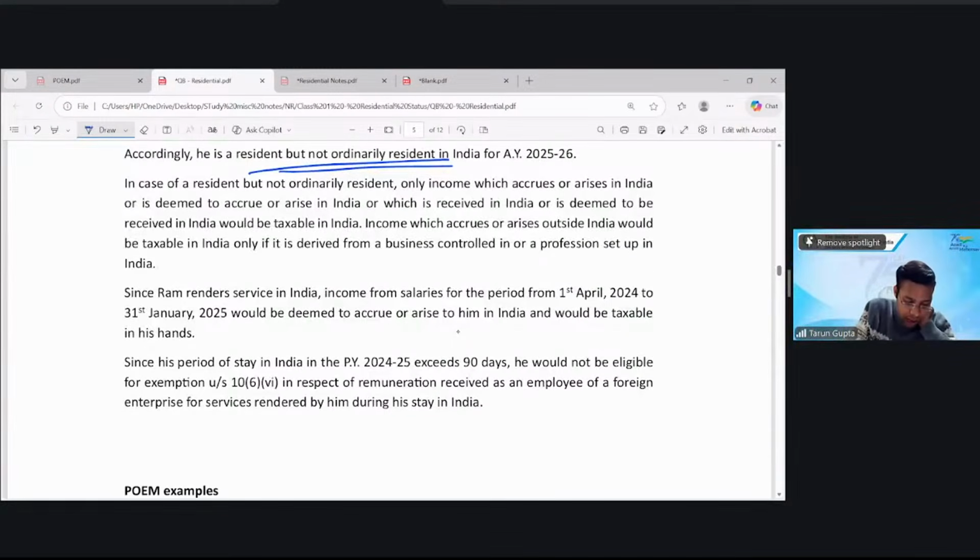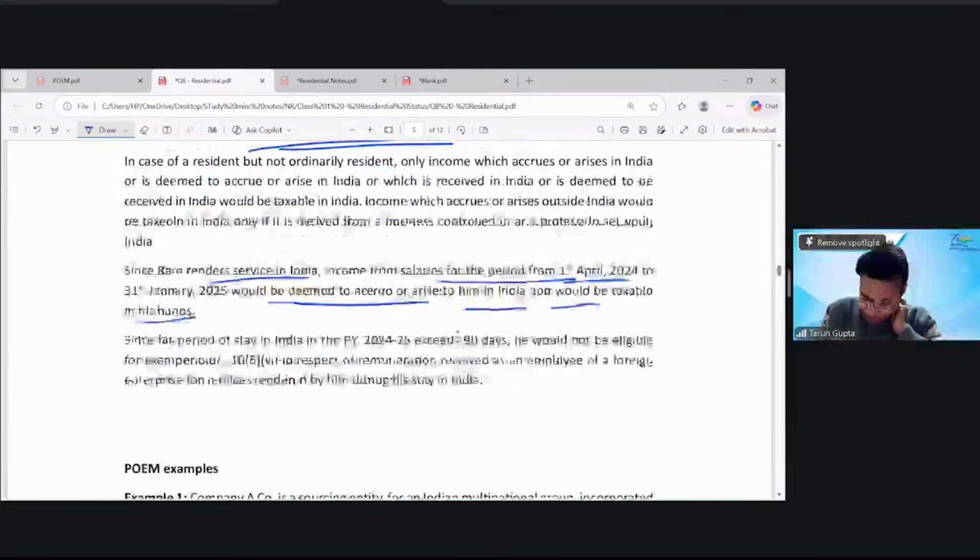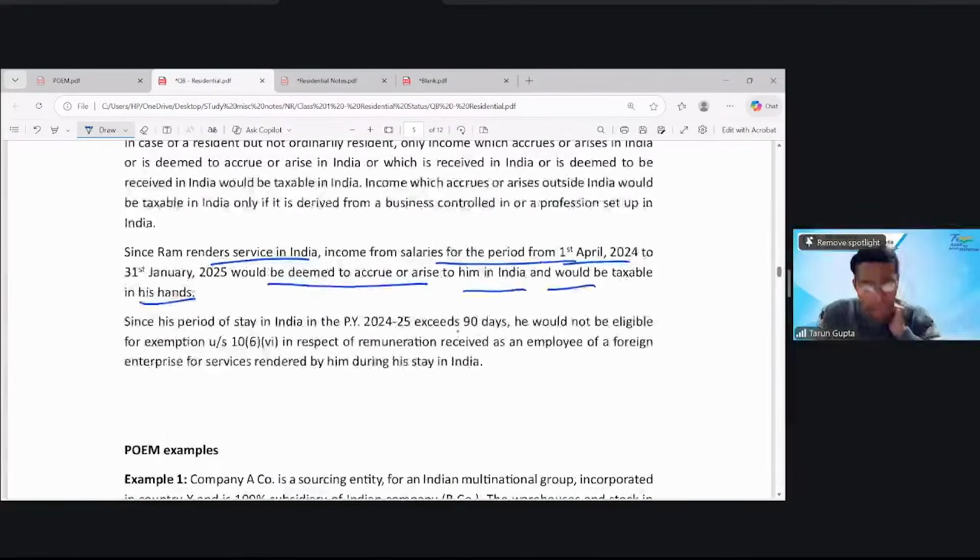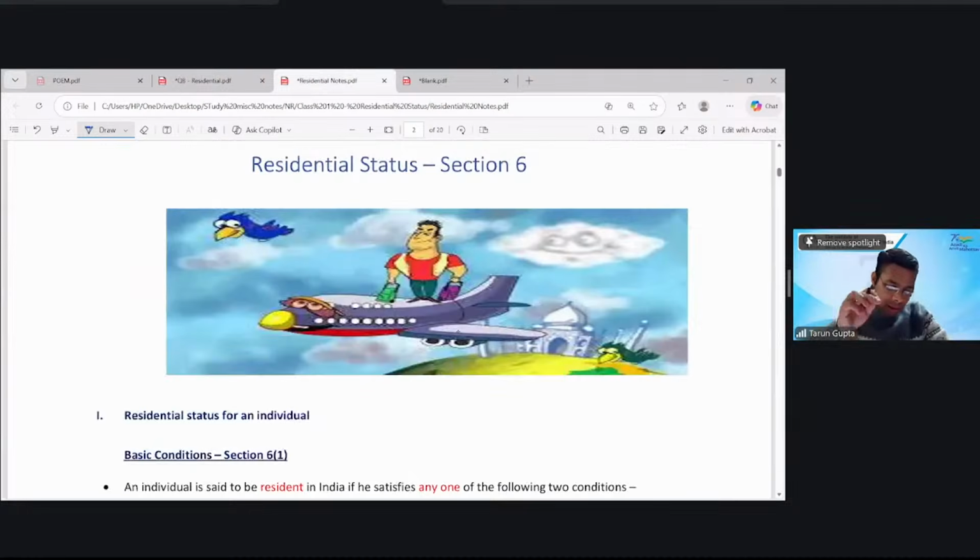Since Ram rendered service in India, income from salary for this period will be deemed to accrue or arise to him in India and will be taxable in his hands. And the FD income is not taxable. Understood? Okay, so this completes our residential status concept for the individual.